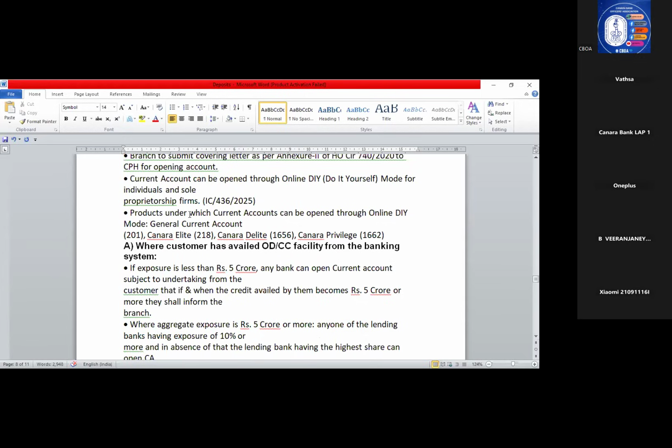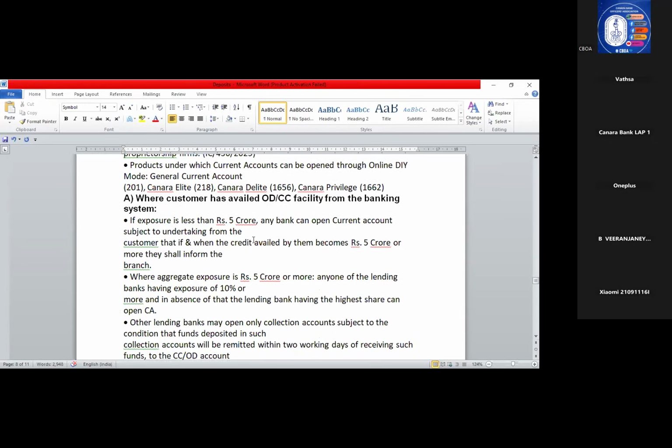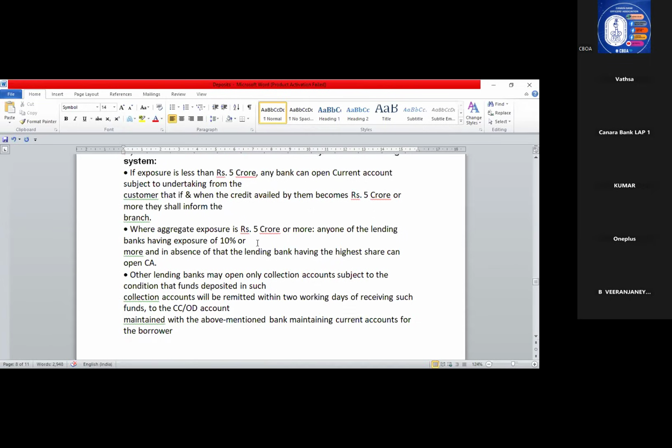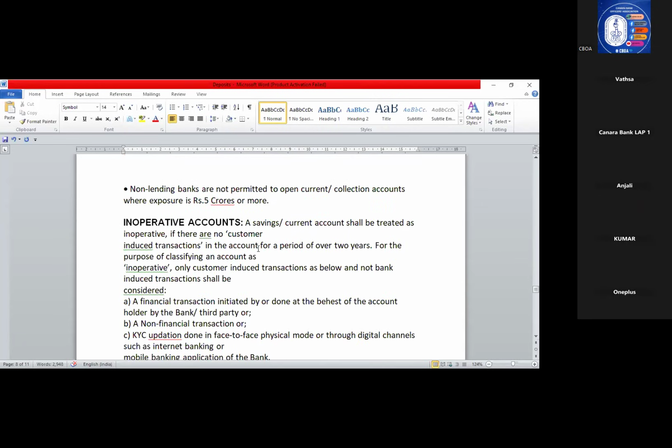Current account can be opened through online also, more for individuals and sole proprietor firms as per the latest circular. Okay, there are 4 current account products: Canara normal current account, then Canara privilege, Canara elite and delight. We'll be seeing that in due course. If exposure is less than 5 crores, any bank can open a current account subject to undertaking from the customer. When it goes above 5 crores, we have to report it to CRILC. Only after getting the clearance from them can we open a current account where the amount is going beyond 5 crores. Okay, that is more important.